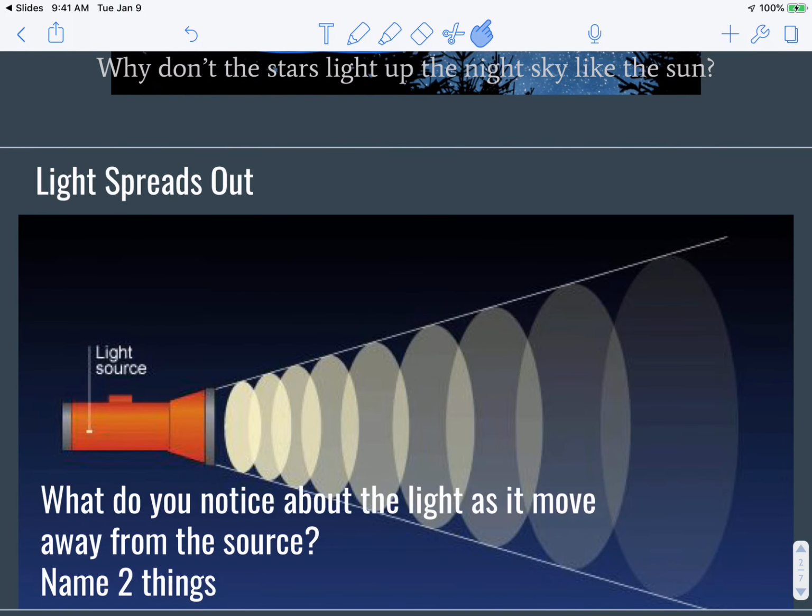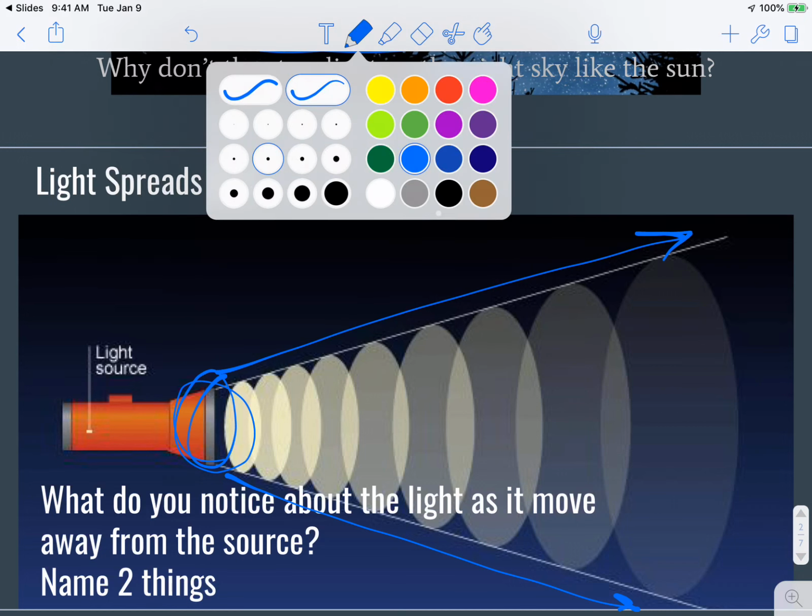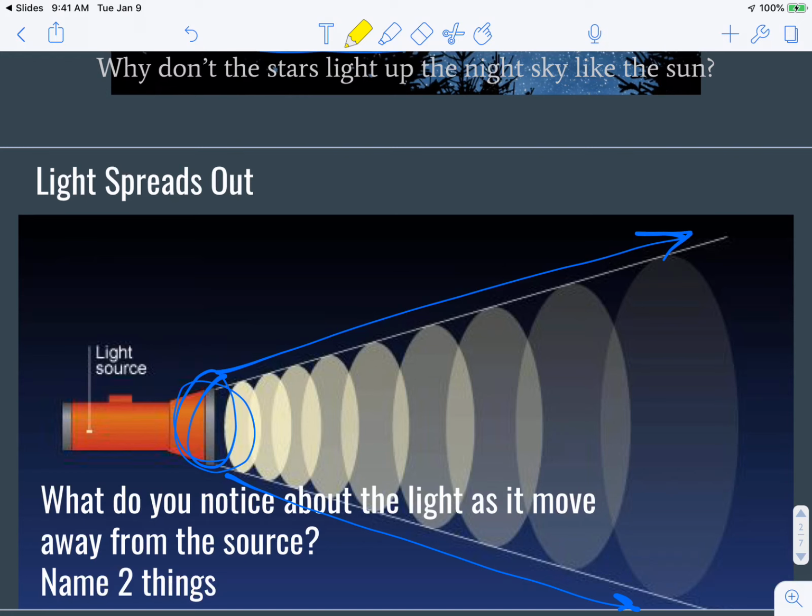We saw that light came from a source. It comes from here, and as it travels, it spreads out. Now, I want you to take notice of two things about the light as it moves away from the source. One thing we notice real easily is that the light is super bright here, and it's not so bright over here.